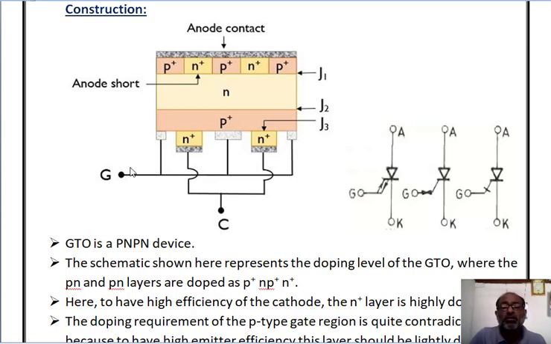So already we have seen that the conventional SCR is used for the rectification purpose. It has two PN junctions which block the high voltage in both directions. But when the SCR is used as an inverter, at that time the reverse blocking characteristic is not required. So due to this, GTO is developed.